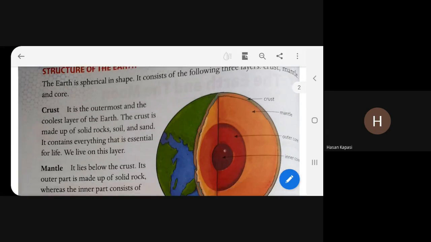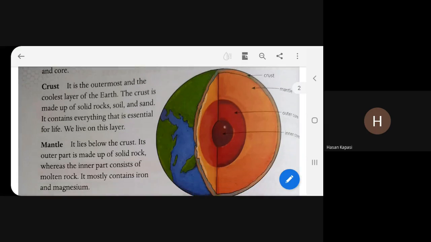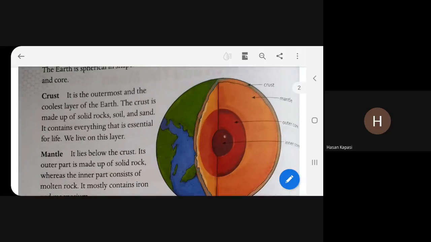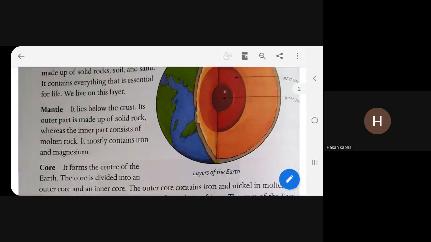Now comes the structure of the earth. We have learned the details and facts about the crust, mantle, and core. Do you understand this? Yes, ma'am. How many layers are there in the structure of the earth? Three layers: crust, mantle, and core. Correct.